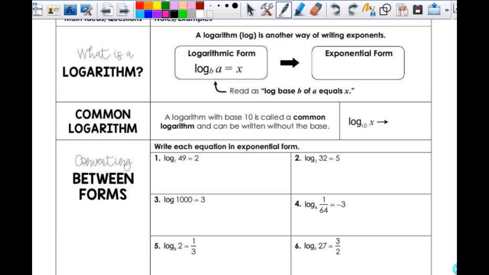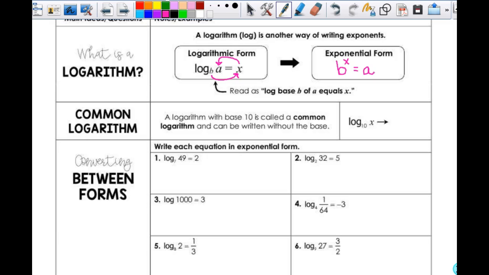So logarithmic form looks like this. Log base b of a equals x. Now, they were using p and n in the video. It doesn't matter what the variables are. The same thing still happens. But to rewrite it in exponential form, the base of the log is always the base of the exponential. And then the base raised to that power is equal to that number. It goes around in a little circle. Okay? So b to the x power equals a.